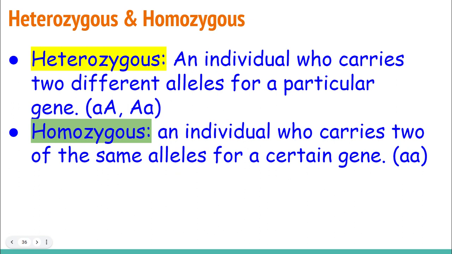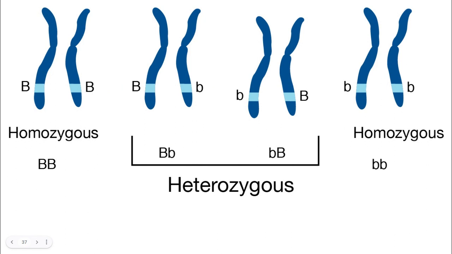Homozygous is an individual who carries two of the same alleles for a certain gene. And our example here is the two lowercase a's. It would also be two capital A's. So you can see another example of both of these.